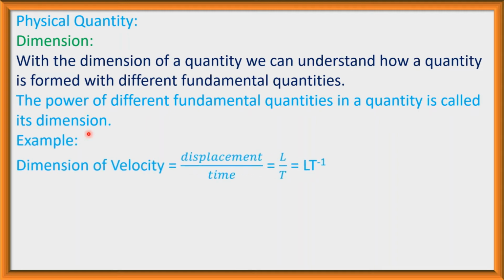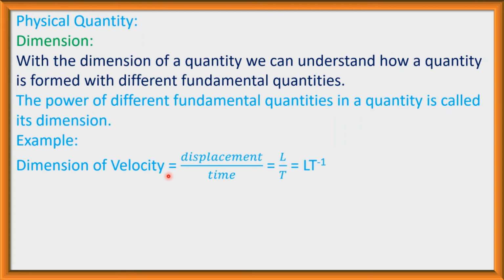Example, dimension of velocity. Velocity is equal to displacement divided by time, and displacement is one kind of length, so length divided by time. The dimension of length is capital L, and the dimension of time is capital T. So L divided by T is equal to L T inverse, that is L T to the power minus 1. This is the dimension of velocity.